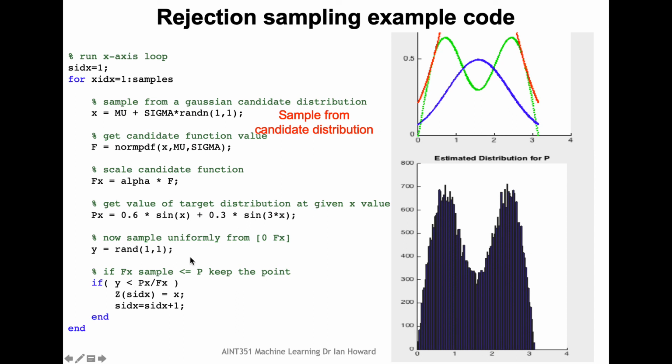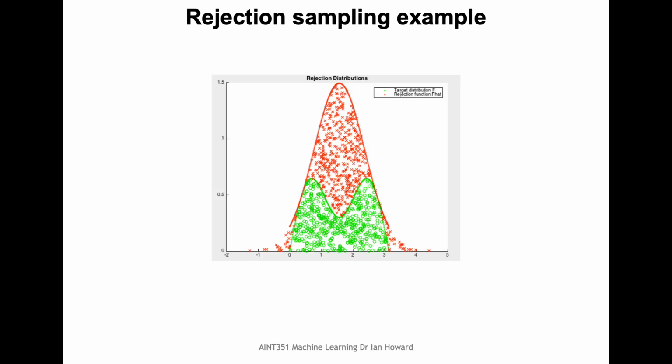We want to know when to reject and when to keep. We want to keep a point if the probability is less than, in this case, the target value divided by the scaled candidate value. So if the value we get from rand is less than or equal to this probability of acceptance, then we keep the point, otherwise we throw it out. And that's basically all there is to it.